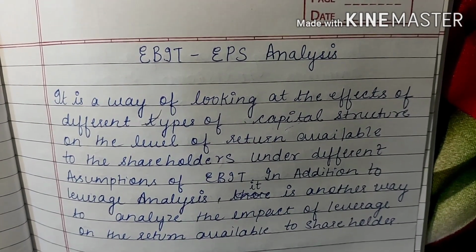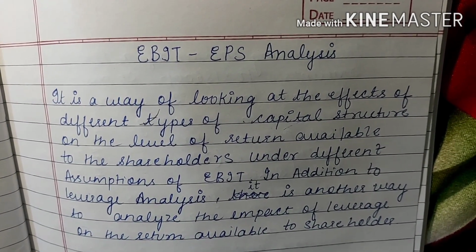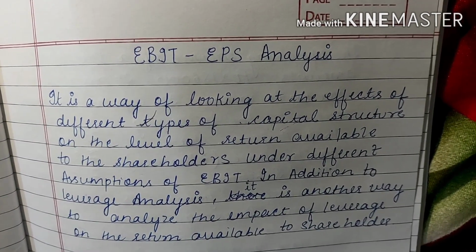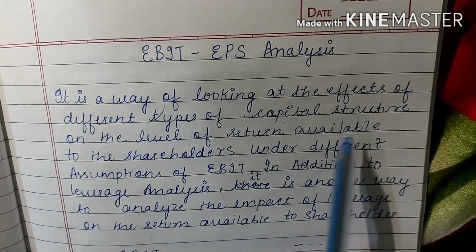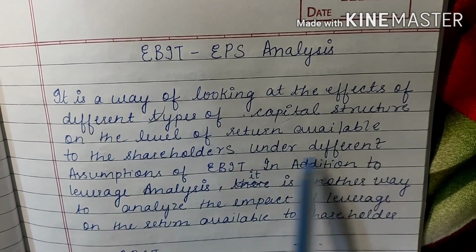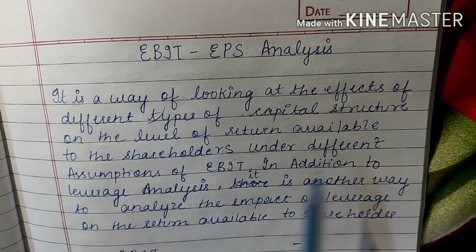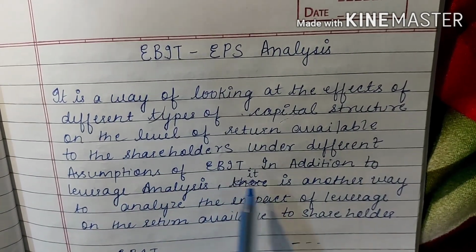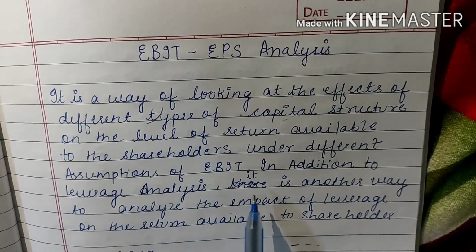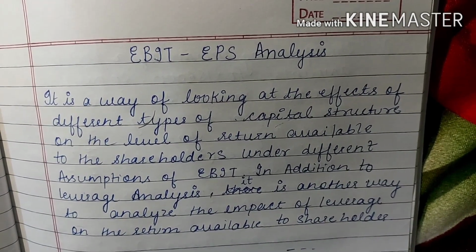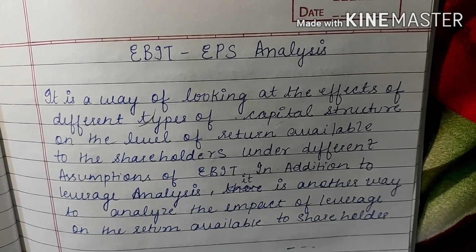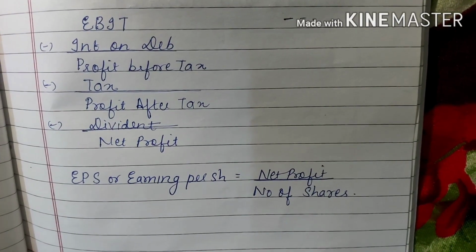Our today's chapter is EBIT and EPS analysis. EBIT-EPS analysis is the way of looking at the effects of different types of capital structure on the level of return available to the shareholder under different assumptions of EBIT. In addition to leverage analysis, it is another way to analyze the impact of leverage on the return available to the shareholders. So let's see the format.